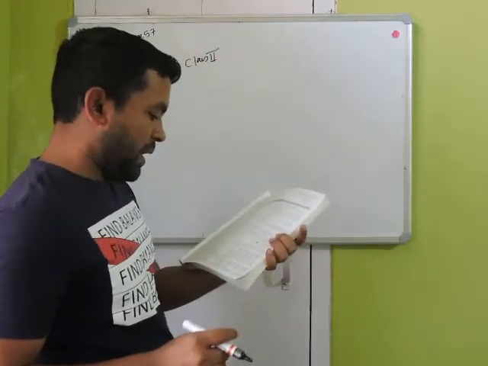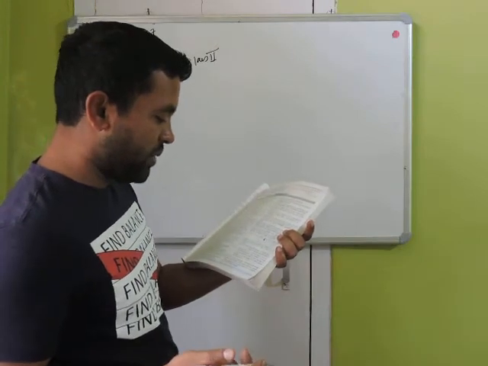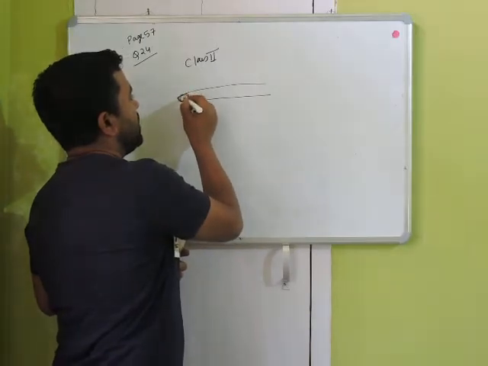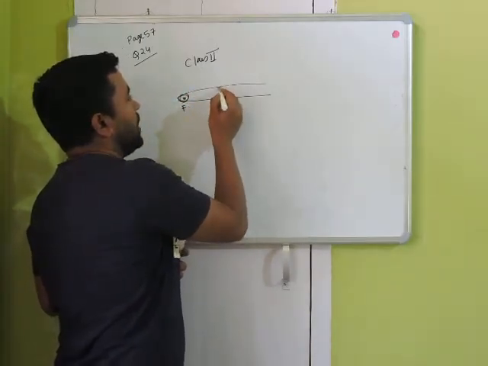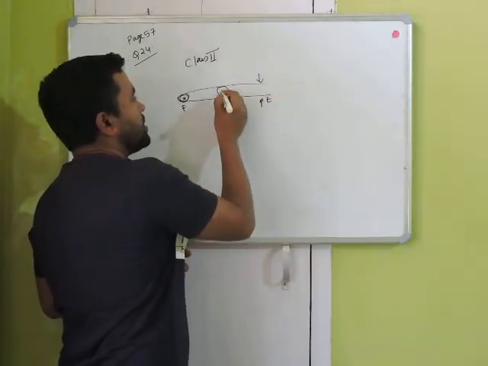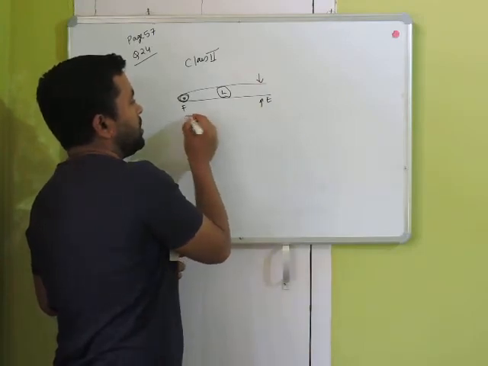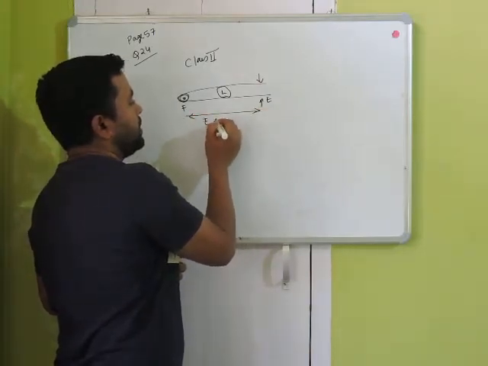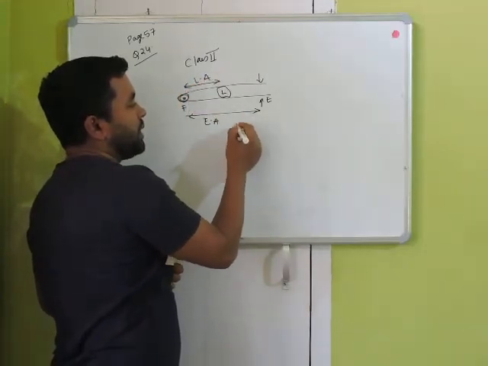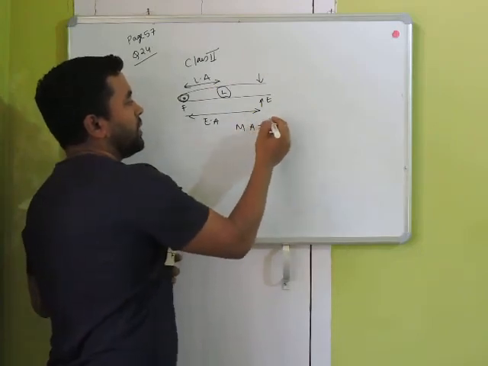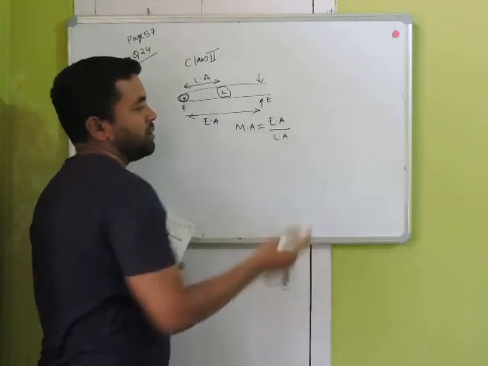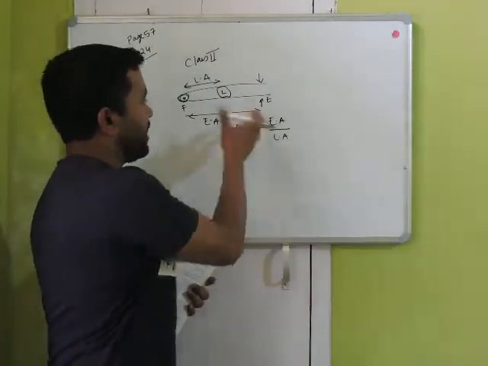lever, and give reason with one example. So, one example will be, let us say, nutcracker. So, this is a nutcracker, fulcrum is here, and suppose the load is here and you are applying effort here. This is load. So this is your effort arm, this is the load arm. So you can see the mechanical advantage is effort arm by load arm, and it is obvious that it will be greater than 1 because effort arm is bigger than load arm.